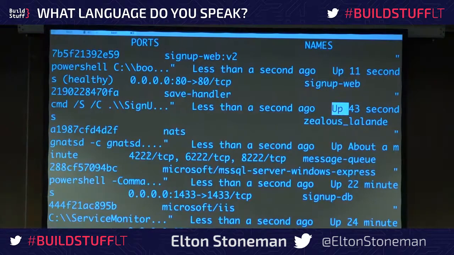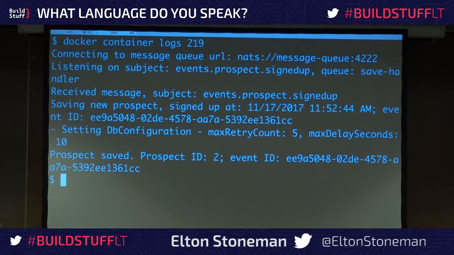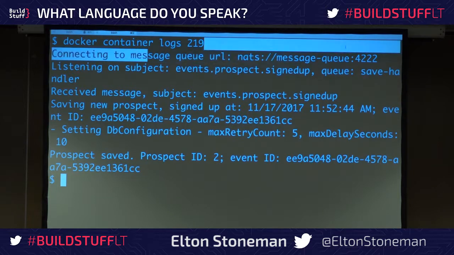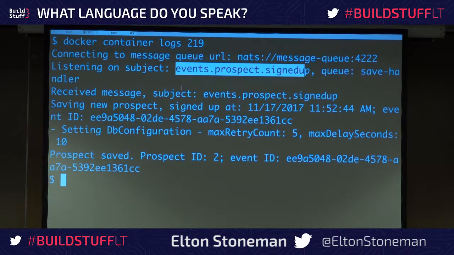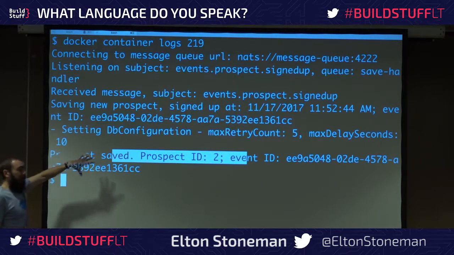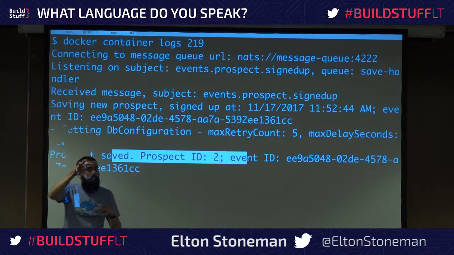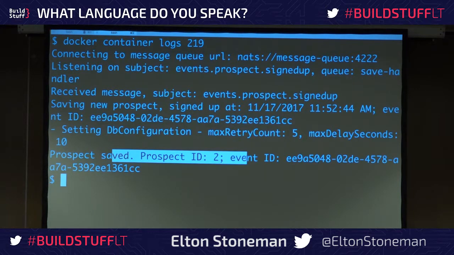And I can prove that by looking at the logs inside my save handler. So that's called 219. So if I look at the logs for this container, it tells me this is the stuff that's coming out from my console write line statements in my C# project. So I'm connecting to the message queue, I'm listening for these type of events, I've received an event, I'm saving the database, and I've got my prospect ID back. So that comes from after the save. So I've rerouted this particular part of my application. I've changed the architecture without having to completely rewrite my app. I've just taken one feature out and put it in a different place and glued them together.